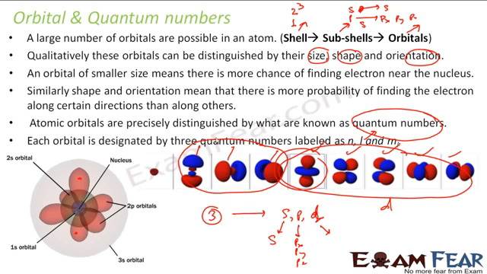Each orbital is designated by 3 quantum numbers actually, n, l, m. A combination of these will give you one unique orbital. Hope you understand this. There are so many orbitals, and they're just a wave function. This is the probability of finding electrons, and 3 quantum numbers will give you one orbital. We'll explain more when we understand the values of n, l, m.